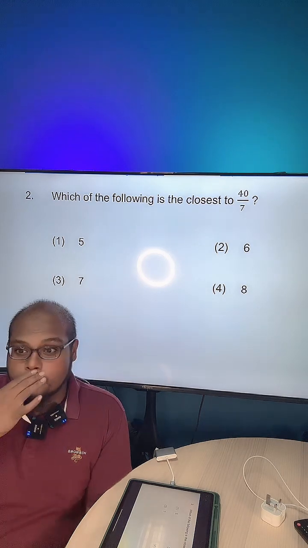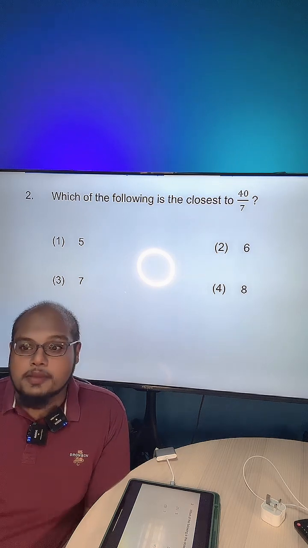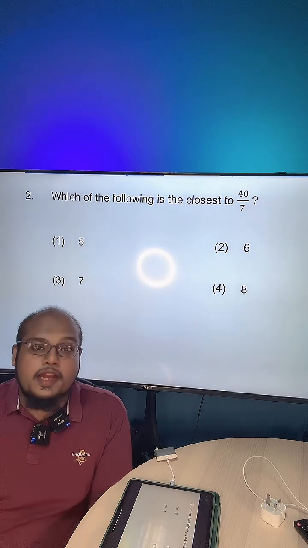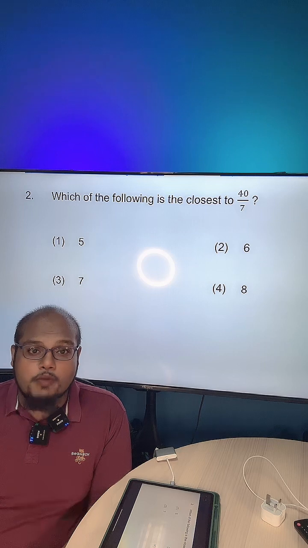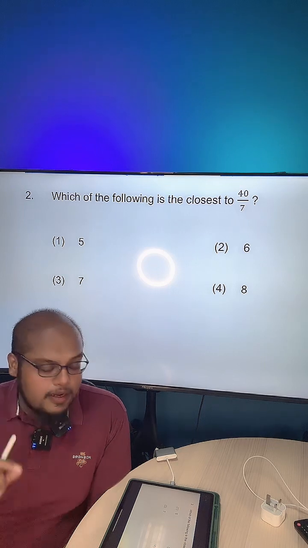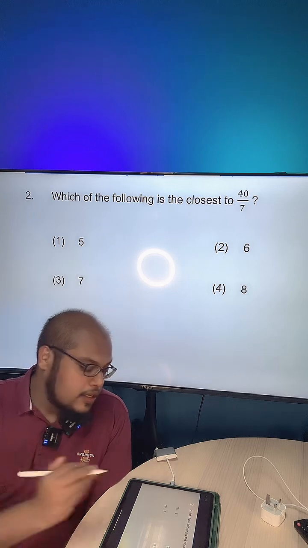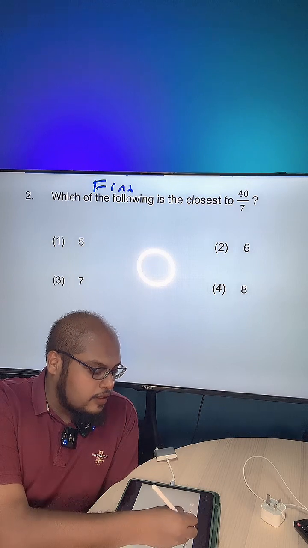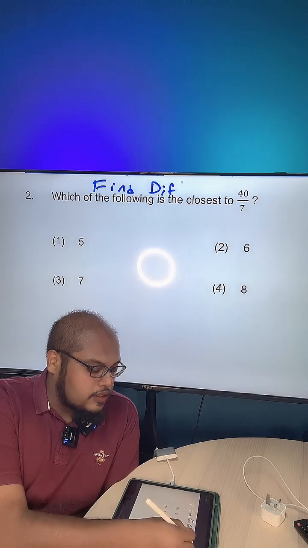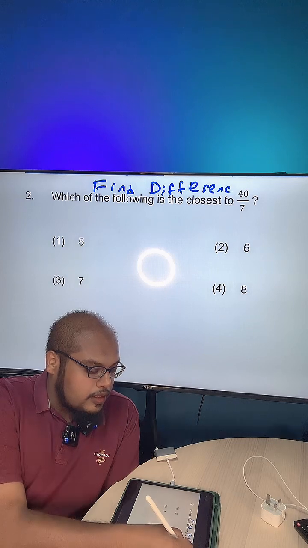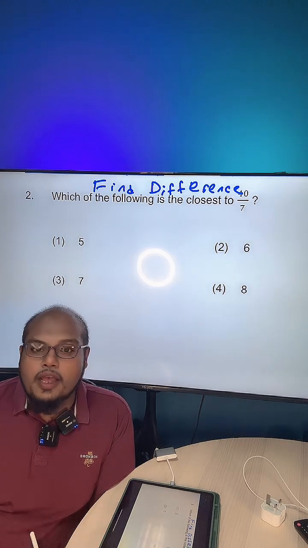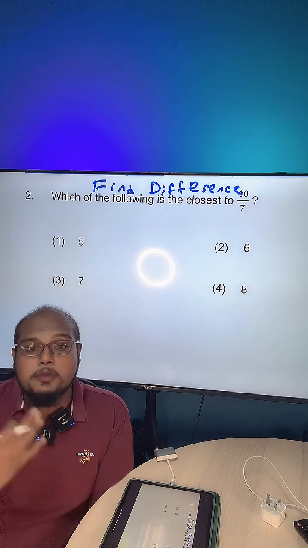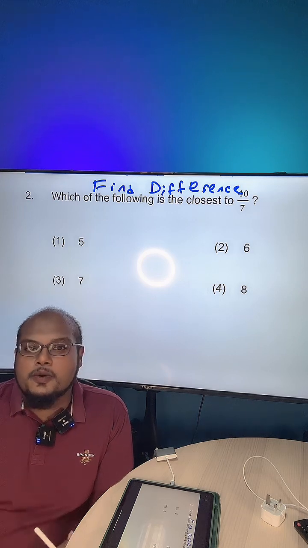These kinds of questions can come out multiple times. I've seen many prelim papers with this kind of question. It's just that the way to solve it might be slightly different. But what is common between all these questions is you must always start with finding the difference. What is difference? If they ask for the difference, find the difference between one item and the other. Find the difference between 10 and 5. What do you do?